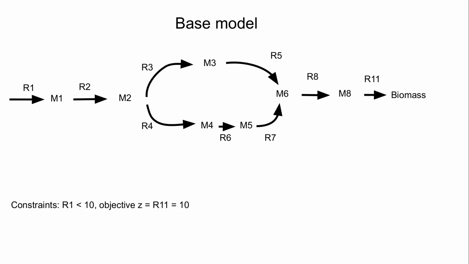Now, what happens if we want to delete some reactions from this? We're going to do some reaction knockouts. What happens if we block these individual reactions? Well, for instance, let's start by deleting R2. Deleting R2 is typically done in the model by just setting a constraint of R2 equals 0.